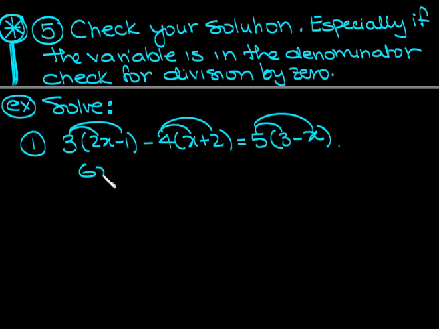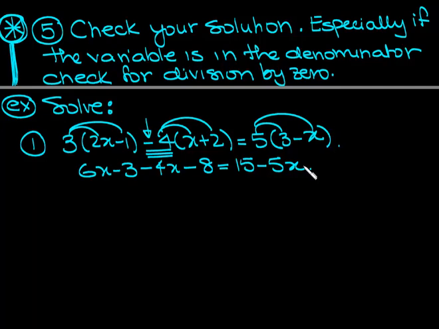So I get 6x minus 3 minus 4x minus 8. Remember, you're distributing negative 4. Please remember that. That's a common mistake students make. They'll forget that. 15 minus 5x. So I got rid of all my parentheses. I have no fractions to worry about.